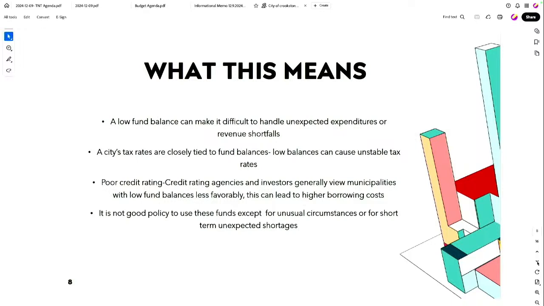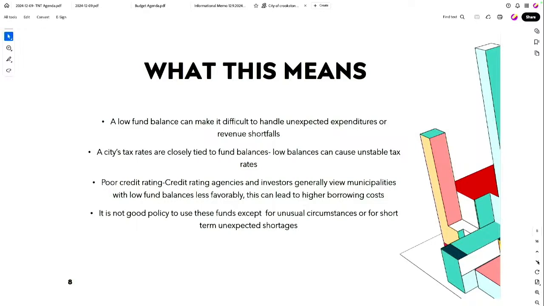A city's tax rates are closely tied to fund balances. If you have a low fund balance and your tax capacity or your needs change, you have to adjust your tax rates to accommodate, because you don't have that cash reserve, that cushion, to absorb it. COVID is a good example of that. Many cities found that they had to tap into their reserves to move through the COVID period until the federal government came in with some assistance. Many cities were struggling with that. So your tax rates can fluctuate greatly.